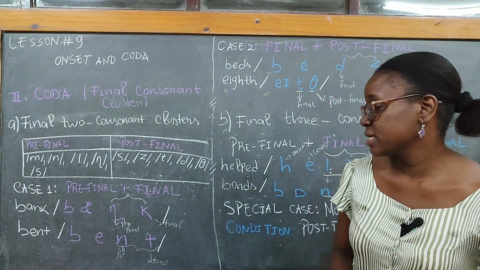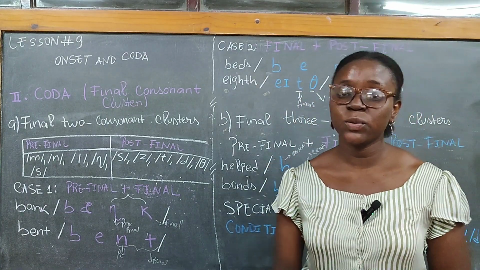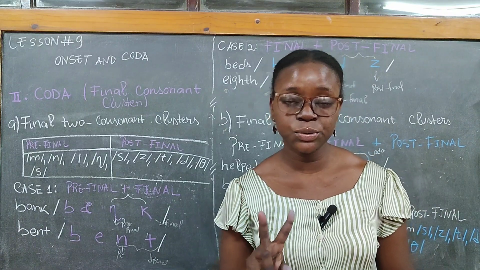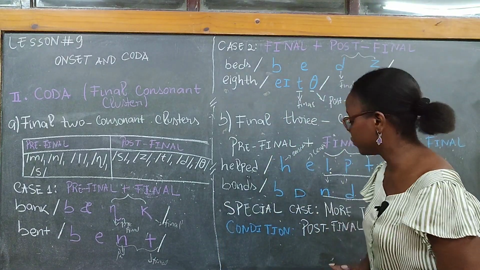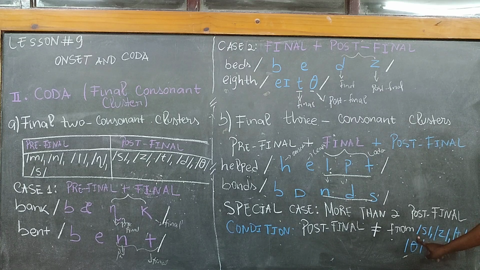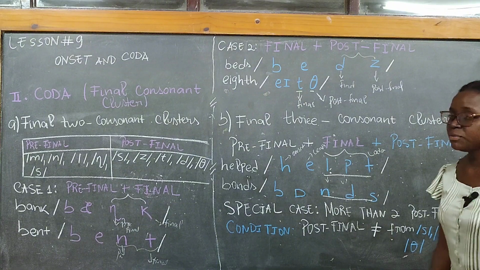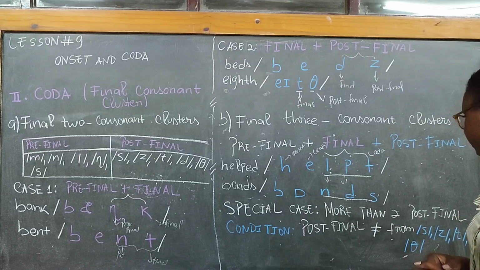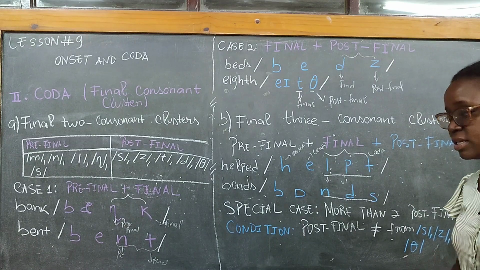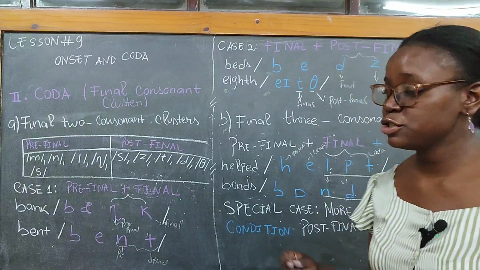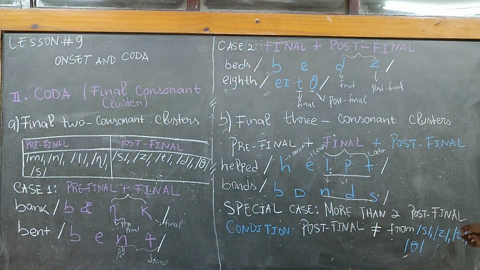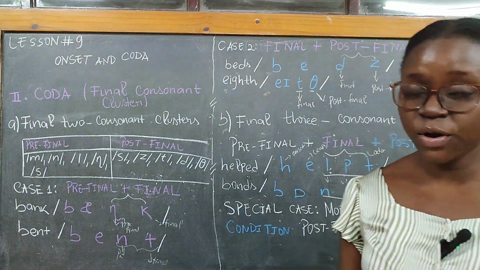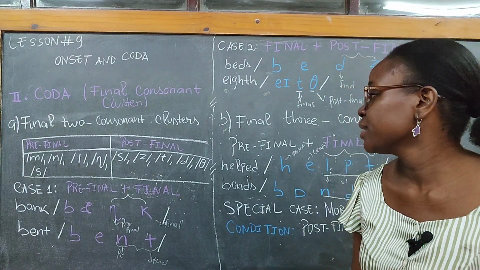In these cases, so that we can call the other one as being post-final too, it has to be different from s, z, t, d, and the. So whenever we find a word where after the post-final one, the post-final two has to be different from one of those. Otherwise, we don't have a post-final two.